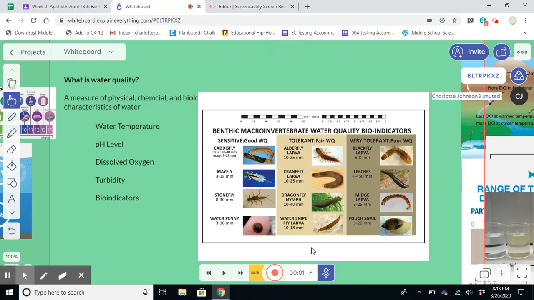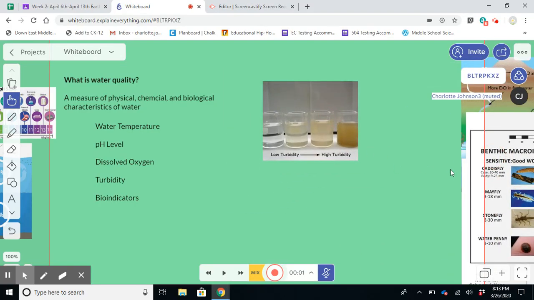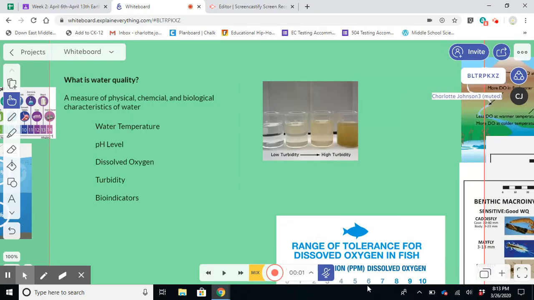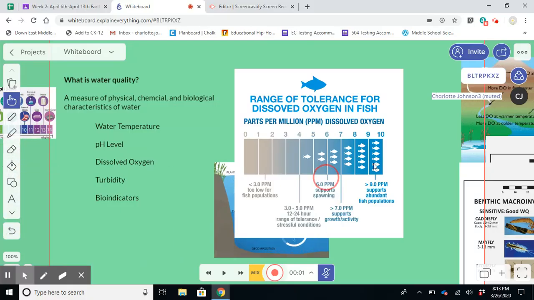So we're looking for a vast variety of different organisms that live in this benthic zone. So the more organisms you have, the better the water quality. That's what it tells us. That's what it's indicating to us, that the water is healthy because you have more organisms that can live there. So these are all aspects of good water quality. We have turbidity, we have bioindicators, we have the amount of dissolved oxygen. Remember, the higher amount of dissolved oxygen, the better.